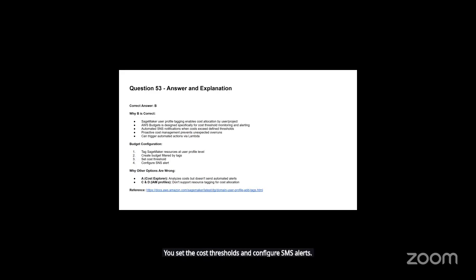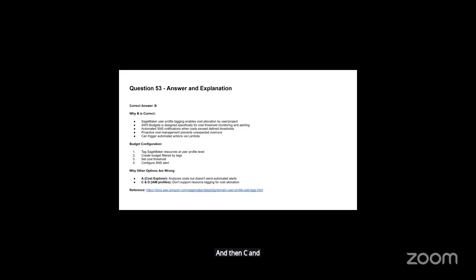So why are the other options incorrect? Cost Explorer analyzes costs, but doesn't send automated alerts. And then C and D, IAM profiles don't support resource tagging for cost allocation.